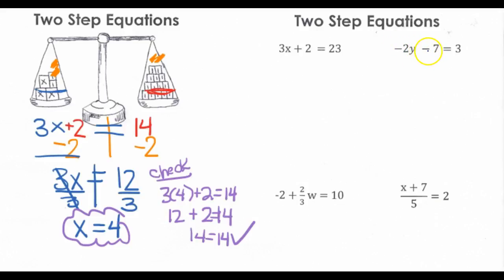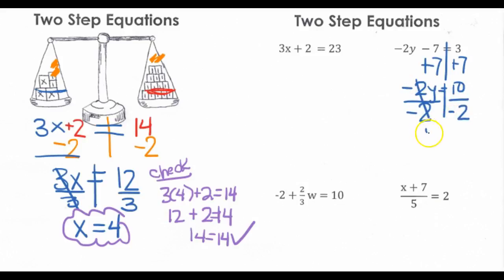Negative 2y minus 7 equals 3. So thinking about these steps, y was multiplied by negative 2, and then we subtracted 7 from that. To solve this, we have to undo the subtracting 7 first. So we're going to add 7 to both sides of this equation. We're going to be left with negative 2y is equal to 3 plus 7 is 10. Now, negative 2 times y. Undoing this is going to be dividing by negative 2 on both sides. Negative 2's cancel. We're left with y is equal to negative 5.